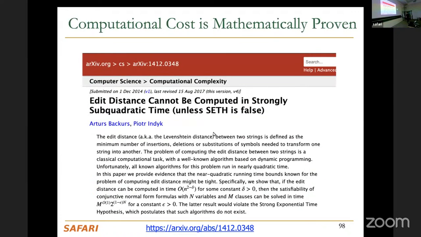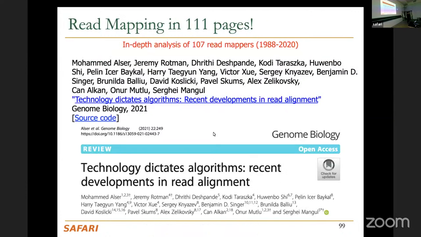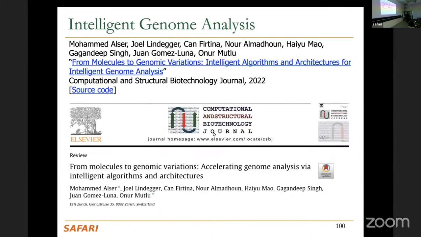And there's basically a theoretical paper behind this, showing that this is indeed a challenging computational task to solve. We also have this survey paper, almost 100 pages, that looks at all these techniques in read mapping. So you can take a look at it to see essentially how far we've come since the 1970s and 1980s until today.